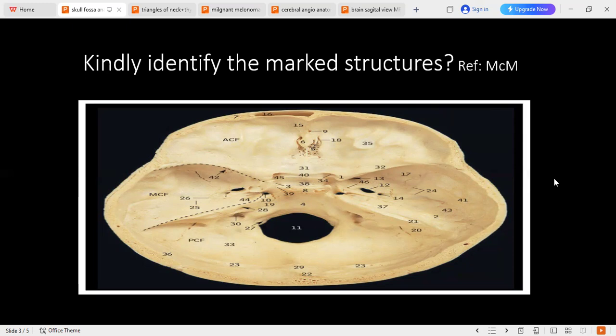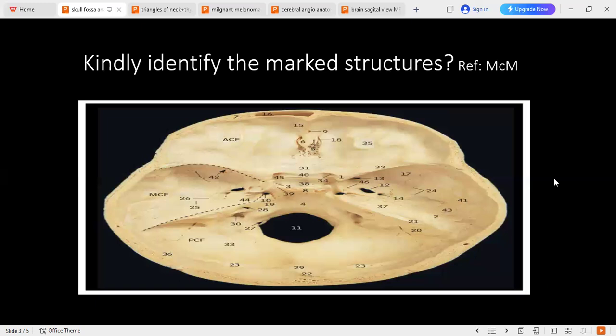Maybe you can call it that. Okay, all right. These are a group of three cranial fossae: anterior, middle, and posterior. Can you tell me the boundaries of the middle cranial fossa, please? The middle cranial fossa is bounded anteriorly by the lesser wing of the sphenoid bone, also by the anterior clinoid process and part of the sella turcica wall.